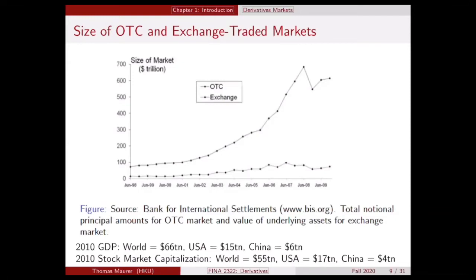A lot of assets or a lot of value of assets are actually subject to be exchanged under these derivatives. We can also make this comparison to stock market capitalization for the entire world. That's 55 trillion. For the US, it's 17 trillion. And for China, it's 4 trillion in 2010. Again, these numbers are just about 1 order of magnitude smaller than the notional value of these derivative markets.